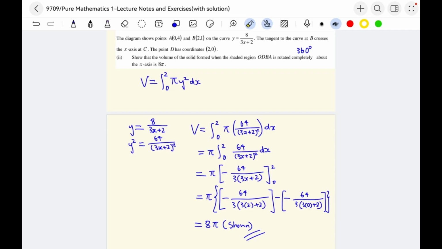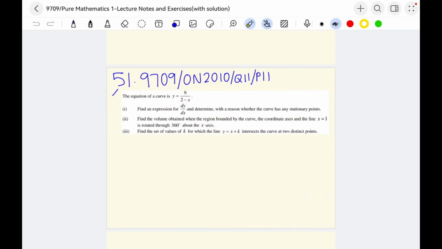Okay, so yeah, let's move on to the next question, shall we? Alright, let's move on to the next question, which is the second last question among our discussion today, which is question 51. This is a past question from 9709, October/November series 2010, question 11 from paper 11. Guys, keep going. Alright, 2 questions to go.